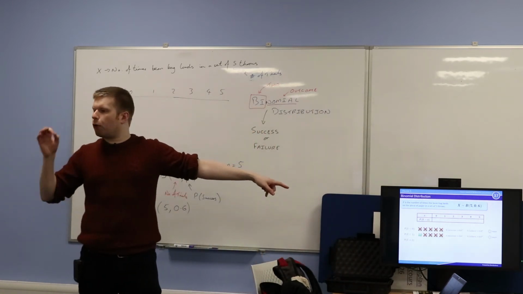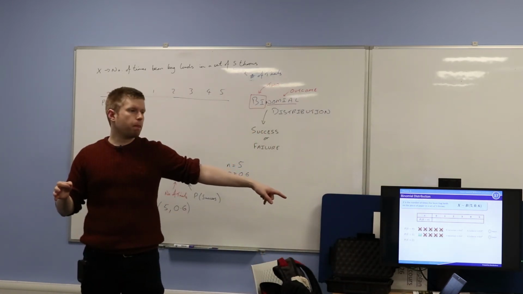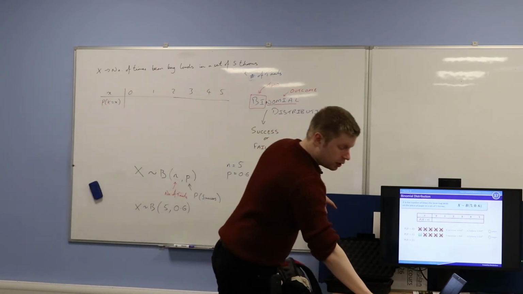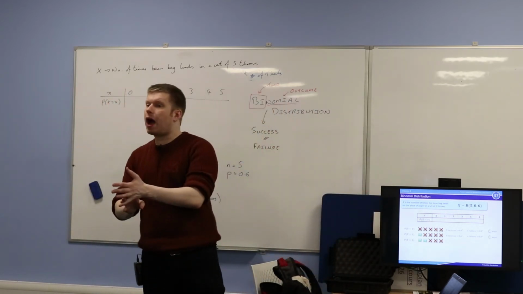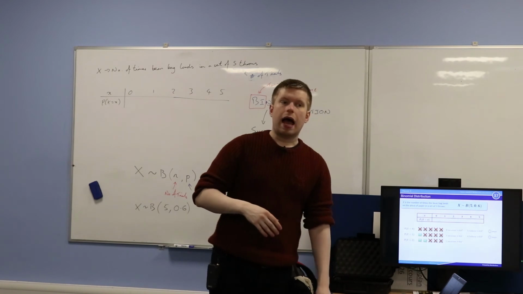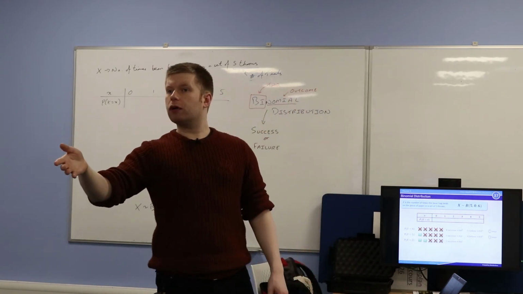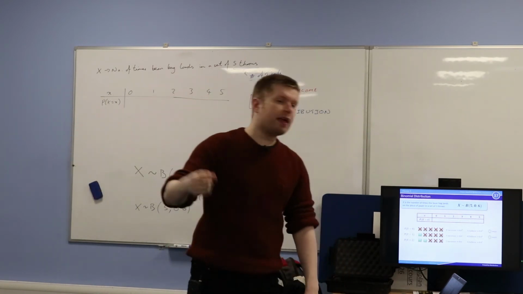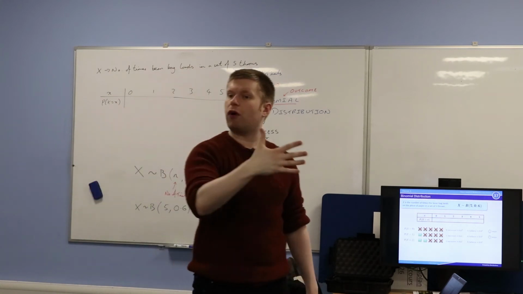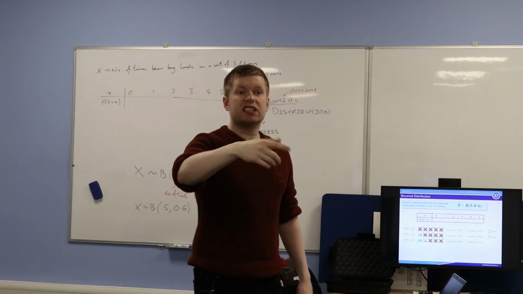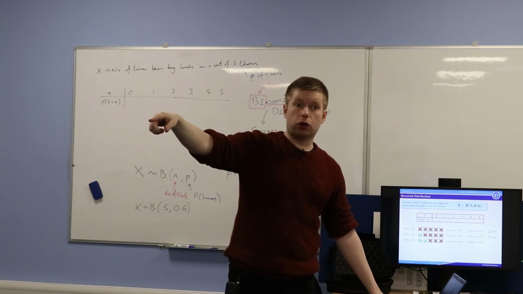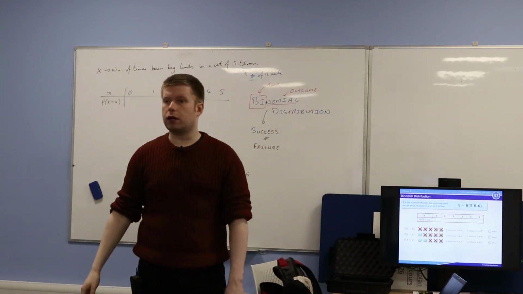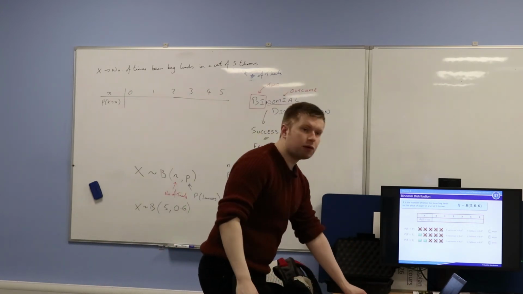What does the next one say? Probability that x equals 2? 2 successes. So therefore it's going to be 0.6 to the power of 2, and 0.4 to the power of 3, because there's going to be 3 failures. And then how many ways can I get 2 successes from 5 trials? It's going to be 5C2. Yeah, 5C2. Okay. Can you see what's happening here?